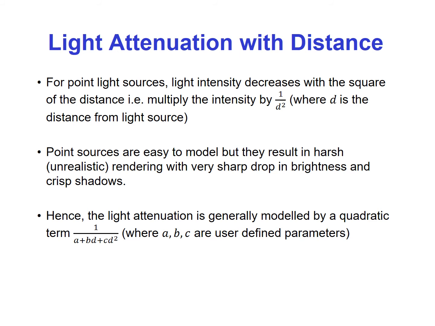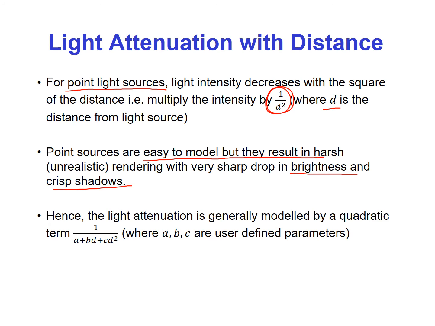So how do we perform this light attenuation? For a point light source, light intensity decreases with the square of the distance. So this is what happens in the real world, where d is the distance from the light source. Hence, point sources are easy to model, but they result in harsh and unrealistic rendering with very sharp drop in brightness and crisp shadows. This is unrealistic.